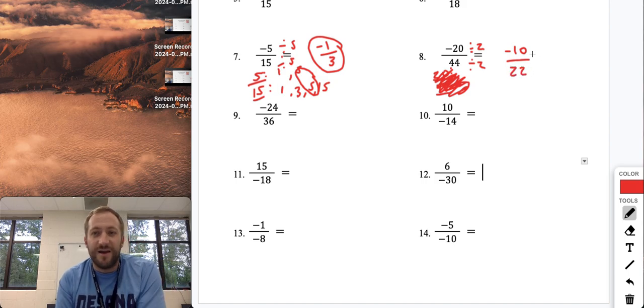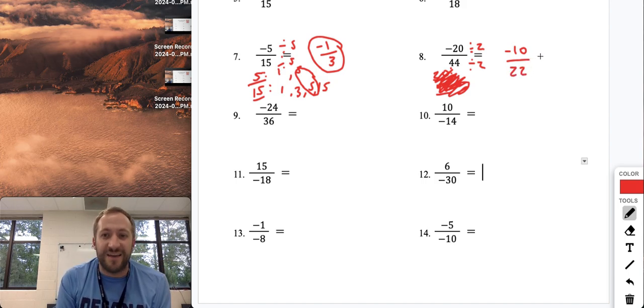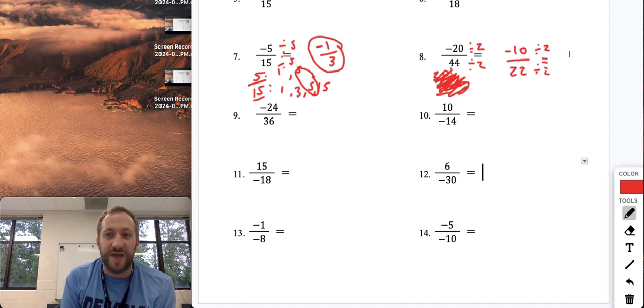But hey, look, I have 2 even numbers again. I know I can take this down even further. I can do 2 again because they're both even. Negative 10 divided by 2 gives me negative 5. 22 divided by 2 gives me 11. And I can't take this one any further. That's as far as we can go.